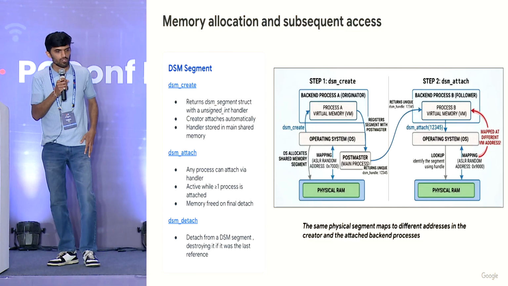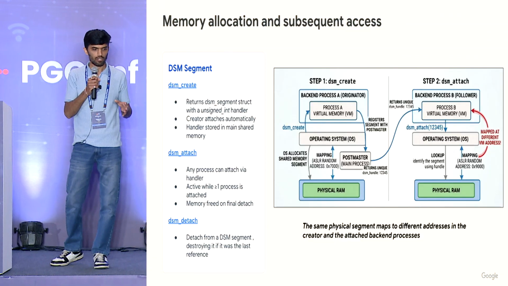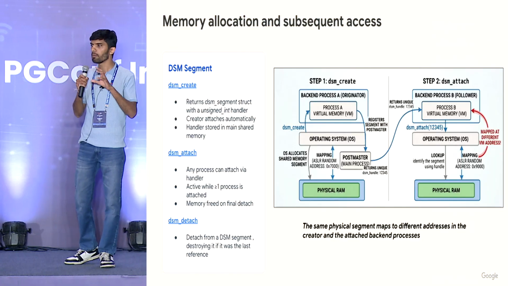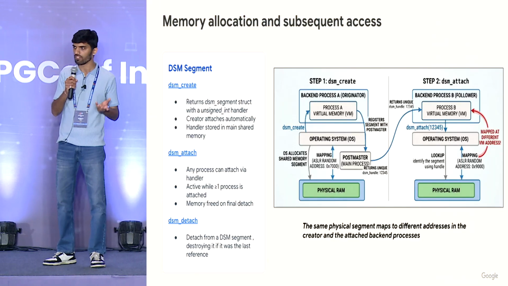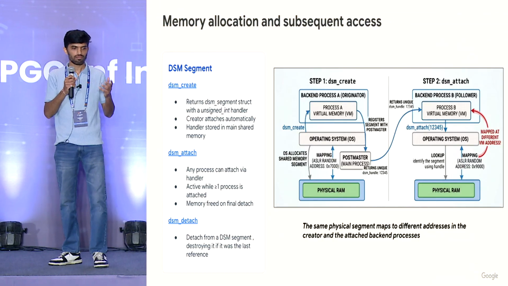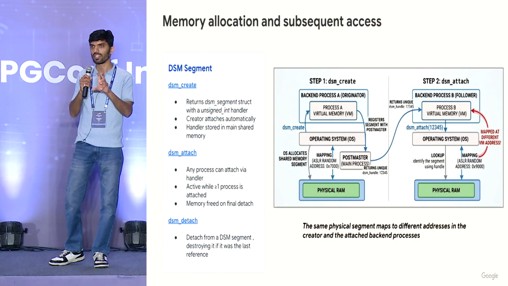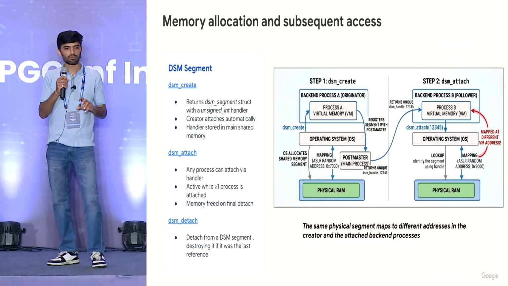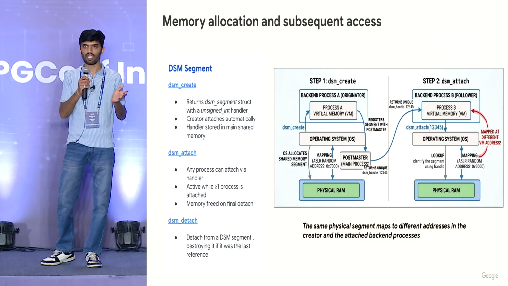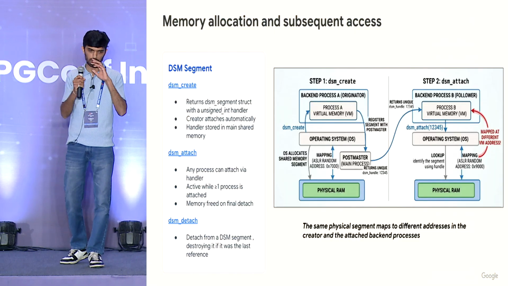Let's see that. So on the left, first of all, a DSM segment is nothing, it's just a 4 KB memory page that any backend can request from the OS. And the PG library provides some functions like DSM create to create the actual memory segment, and subsequently it provides functions like attach and detach, so that each backend can correspondingly attach and detach to those segments.